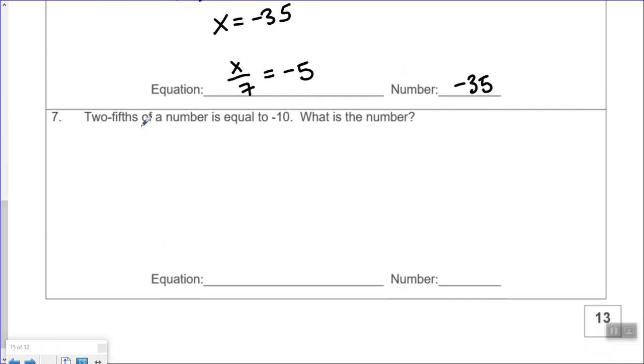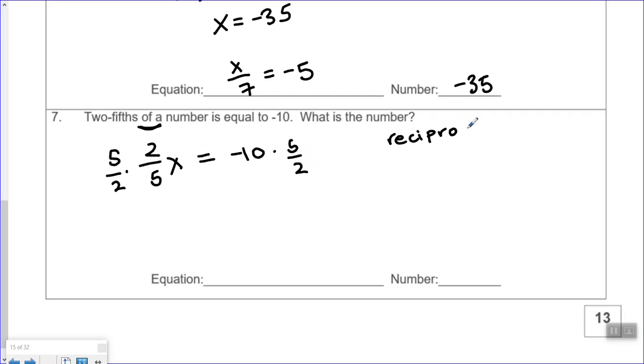2/5 of a number, remember when you have a fraction of a number, that's multiplication. 2/5 of a number equals negative 10. Okay, so when you have a fraction, there are several ways to solve it, but let's try to multiply by reciprocal, both sides. So remember, reciprocal is you switch top and bottom. So when you have 2/5, you're gonna switch top and bottom, it will be 5/2.